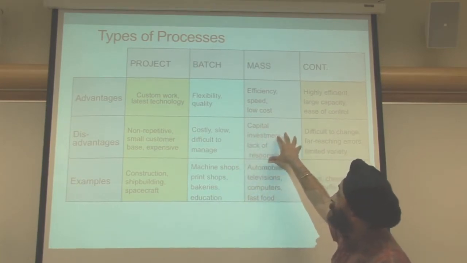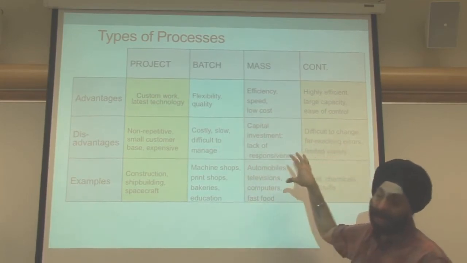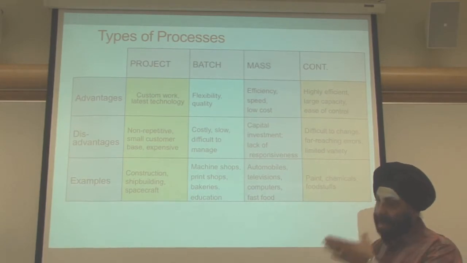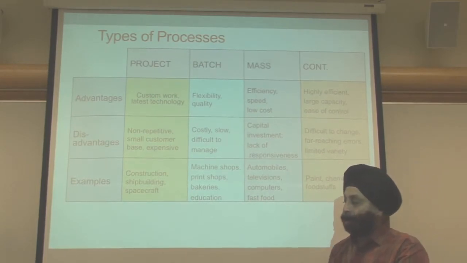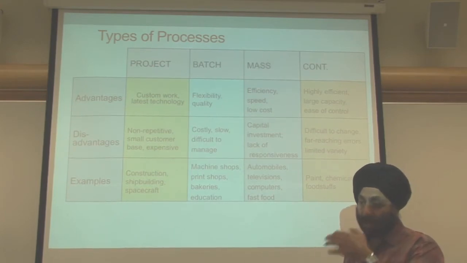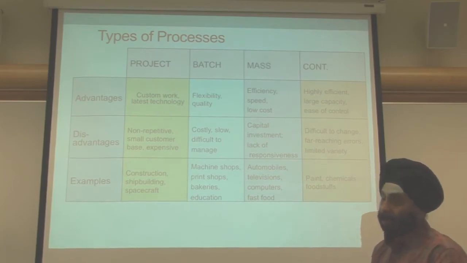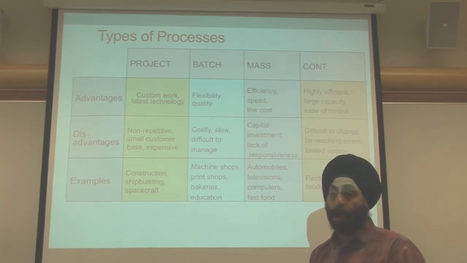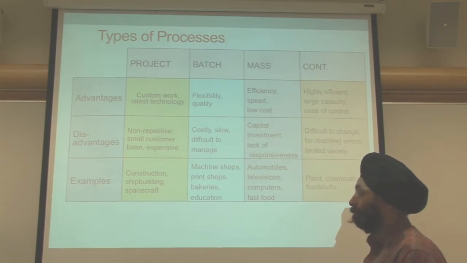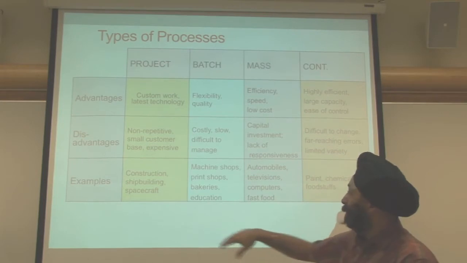Capital investment is higher because of machines involved and lack of responsiveness. Whereas over here, because of highly automated environment, it's difficult to change. If you want to stop a painting station, which is highly automated, of an assembly line, you're looking at a considerable expense, or you have to stop an oil refinery for whatever reason. That'll constitute a very significant cost. Far-reaching errors and limited variety.